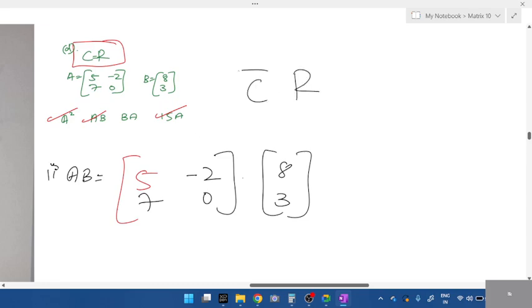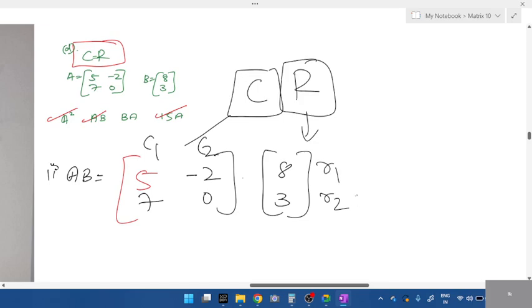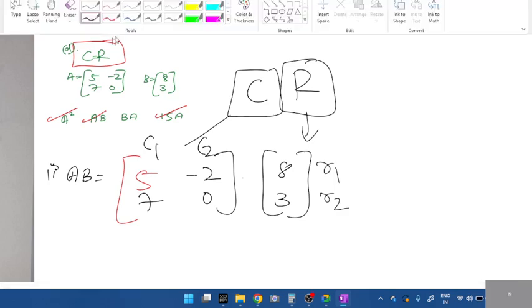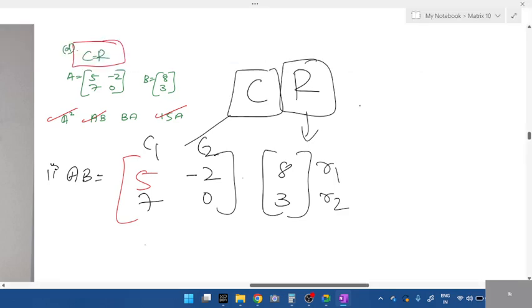CR, column. From the first matrix, number of columns. How many columns are there? Total how many columns? 2 columns. It should be equal to number of rows. How many rows are there? 2 rows. So it satisfies the condition, you can multiply it. Simple, just write. If they ask you a statement, you can write the same thing.